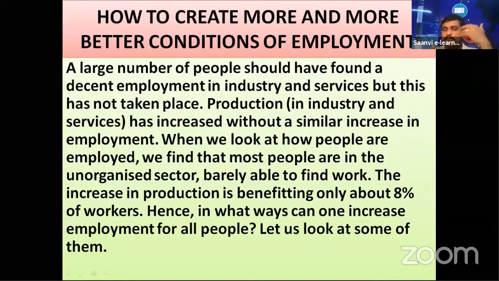From that example, we have to discuss Rajeshwari and Narasimha. The two persons: in Narasimha's case, he is working in the organized sector. When it comes to Rajeshwari, see here, a large number of people should have found decent employment in industry and service, but this has not taken place. Production in industry and services has increased without a similar increase in employment. We can see many improvements in the industrial and service sector, but there is no increase in employees or job opportunities in that.